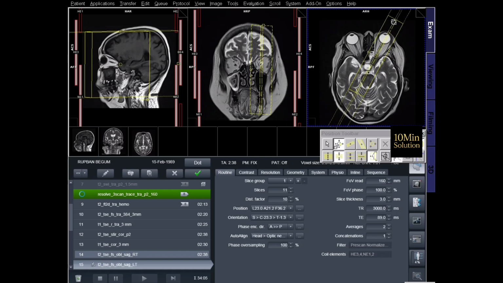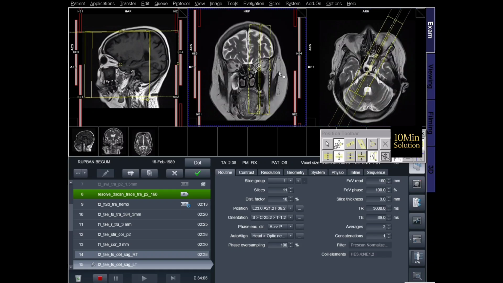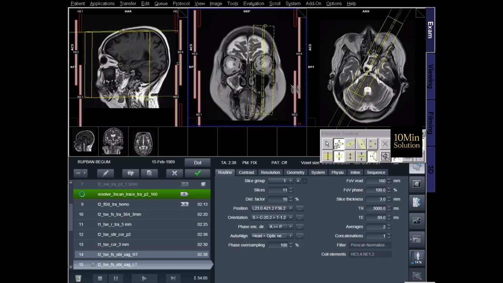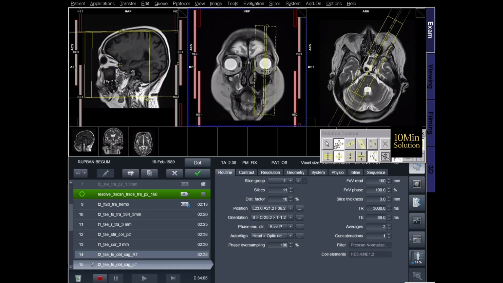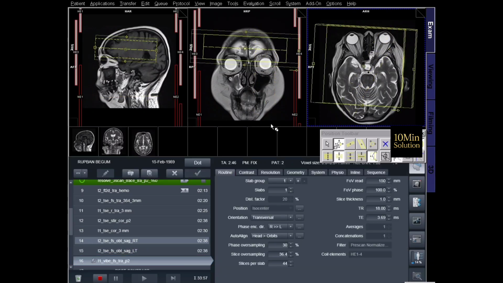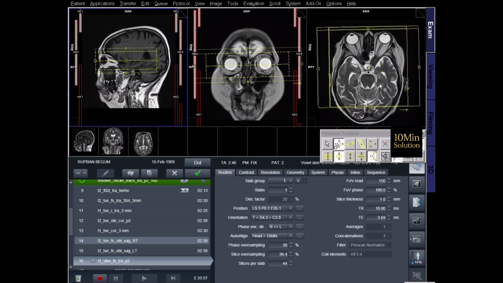T2 weighted imaging, T2WI. T2 weighted images highlight fluid-containing structures which appear bright. This sequence is particularly helpful for detecting edema, inflammation, cystic lesions, and pathological fluid accumulation.